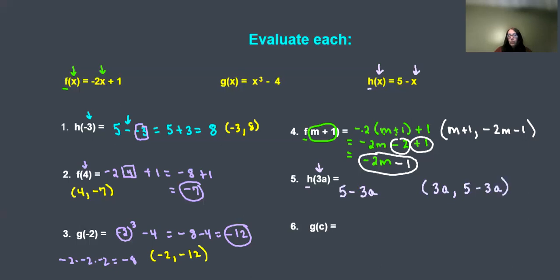All right. Let's take a look at the last one. I'm going to change the color. Let's go with this color. All right. We're looking at the g function. We're changing x to c, so we're inputting c for x. So wherever I see an x, I'm going to put a c. So I've got x cubed, now I have c cubed. And then minus 4. I can't combine those because they're not like terms. So when I input c, my output is c cubed minus 4. And we're done.